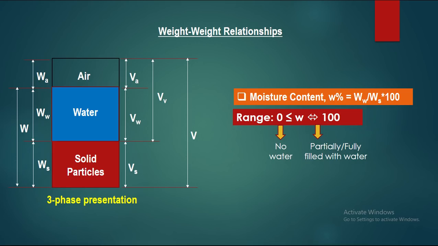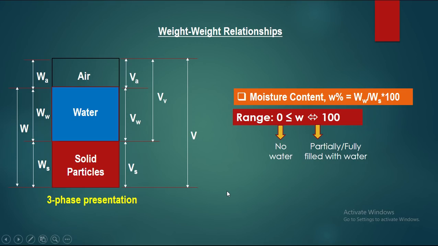When would this happen? If the weight of solid particles is too low, and the weight of water exceeds the weight of solid particles, then the moisture content can well be above 100%. Okay, and it can be equal to 100% or 1 when these two weights are equal, and of course it can be less when the weight of water is less than the weight of solid particles.